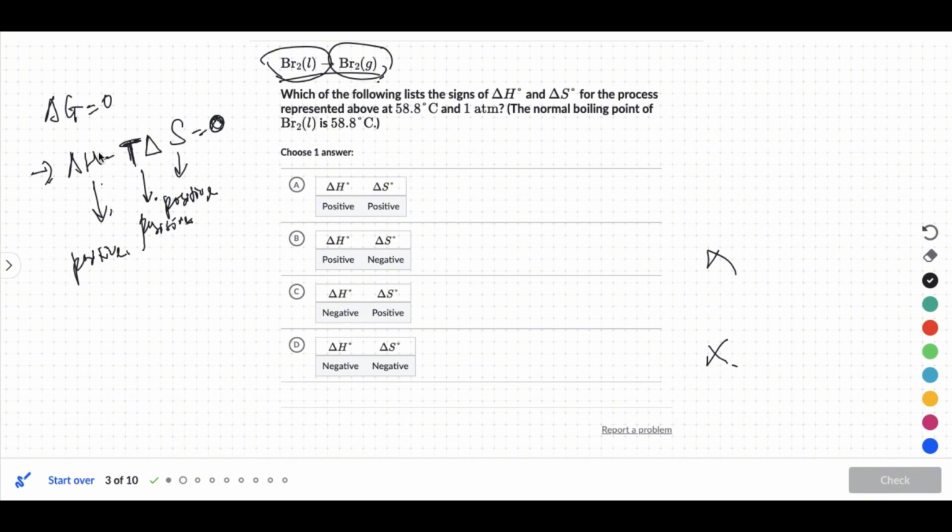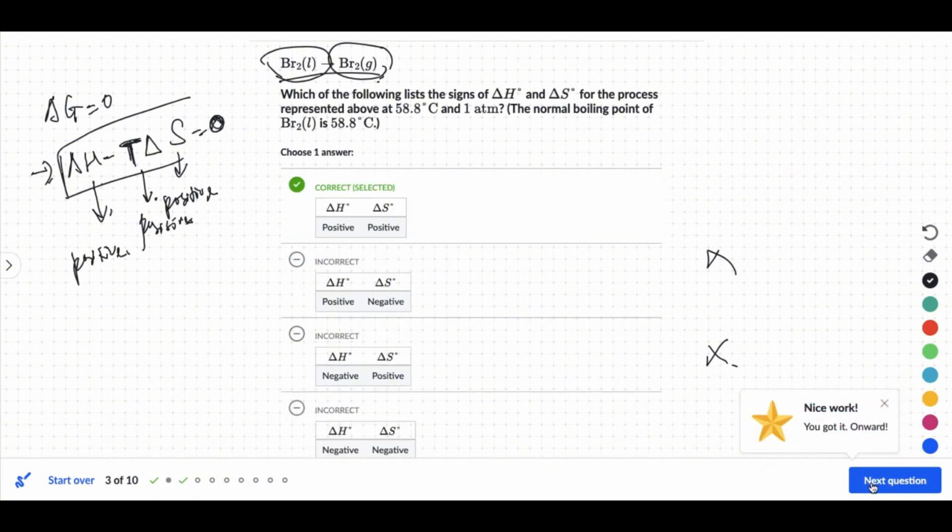Since I wrote the equation wrong, I was baffled, because normally you need to heat up a liquid in order for it to vaporize. So our delta H should obviously be positive. So we're gonna choose A as our answer.